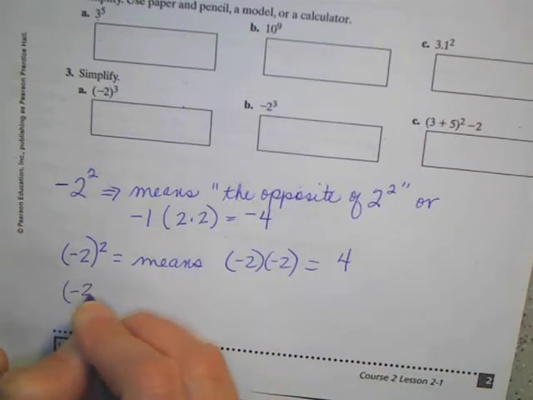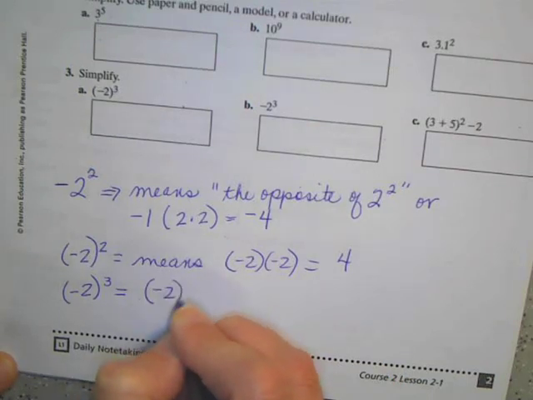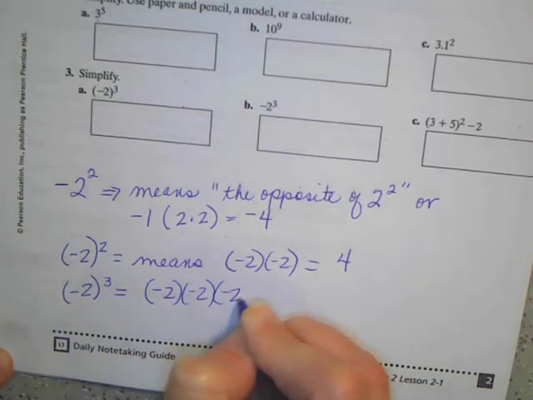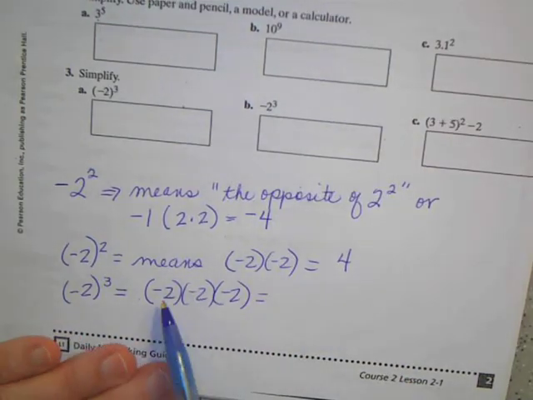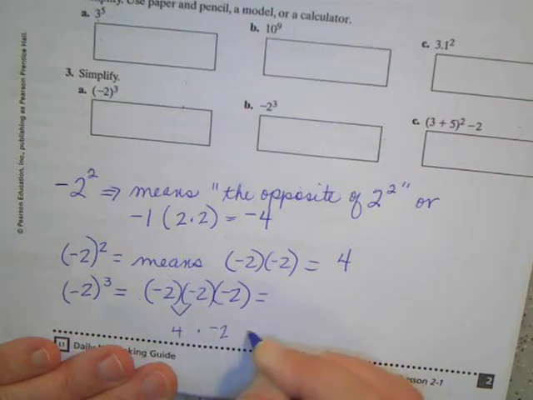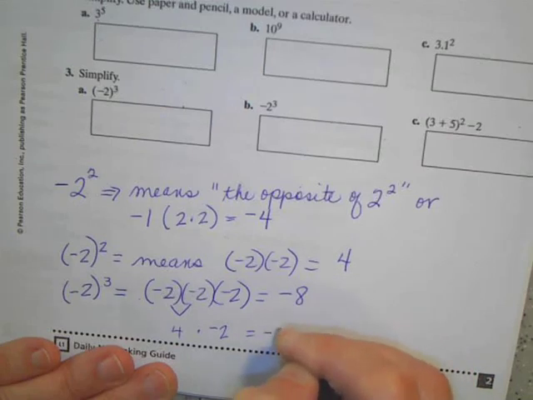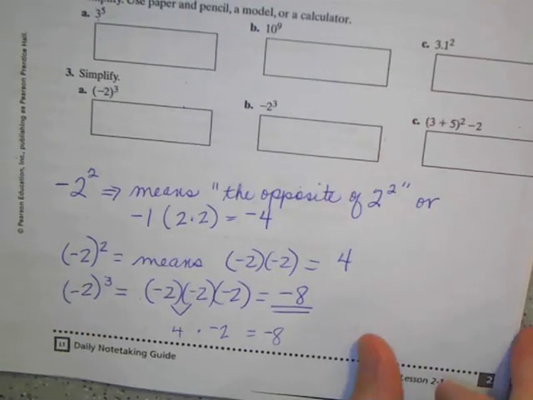One more quick, if I had done this to the third power, this means -2 times -2 times -2. Well, -2 times -2 is +4, times -2 gives me -8. Because I have 1, 2, 3 negative factors, my final product is going to be a negative value. So here you have to remember your rules for figuring out when to use a positive sign or when to use a negative sign. Again, we'll go over more of this in class.